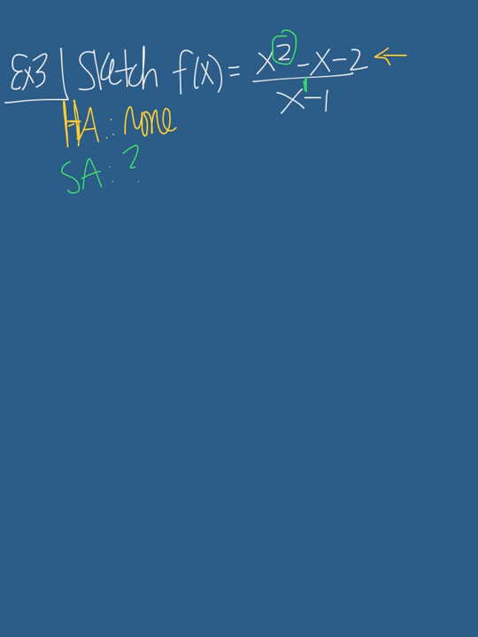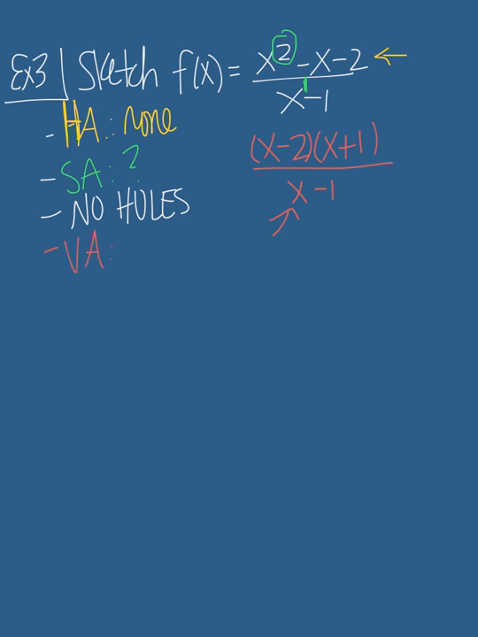Let's go ahead and factor the numerator so we can see if anything cancels out and see if we have any holes. So the numerator factors into x minus 2 and x plus 1. And notice there actually is nothing that cancels out, so that tells me that there's no holes. Sometimes that's good to make a note of, just so when you're sketching you remember. So no holes. However, there is going to be a vertical asymptote coming from my denominator there. So the vertical asymptote is going to be x equals 1.